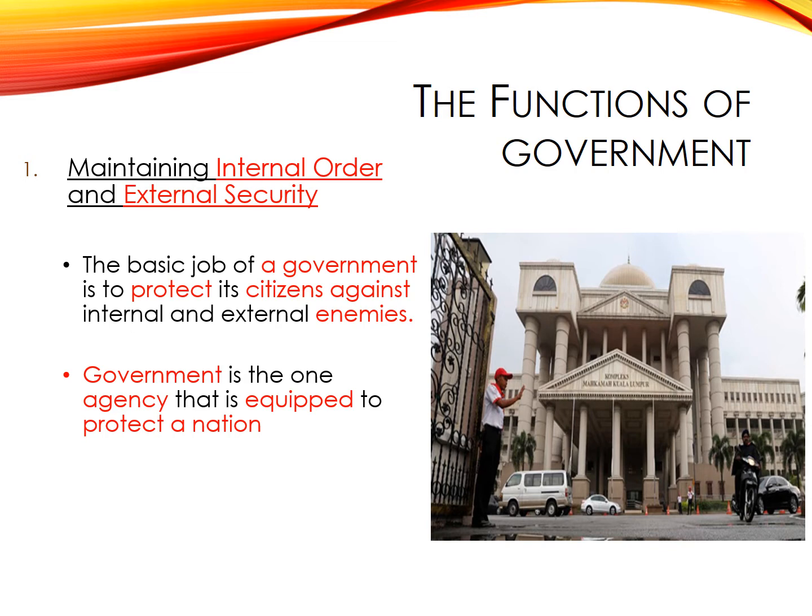There are 5 functions of the government. The first function is maintaining internal order and external security. The basic job of a government is to protect its citizens against internal and external enemies. Government is the one agency that is equipped to protect a nation.